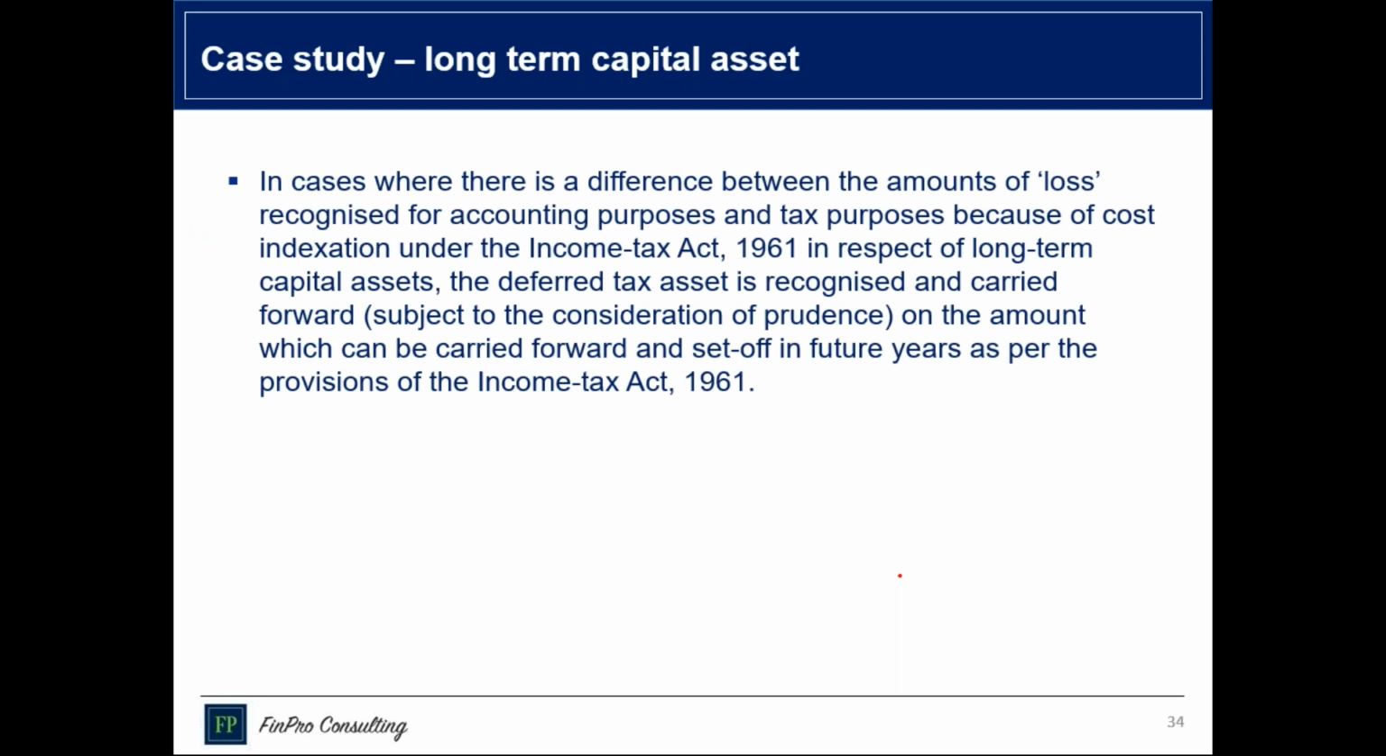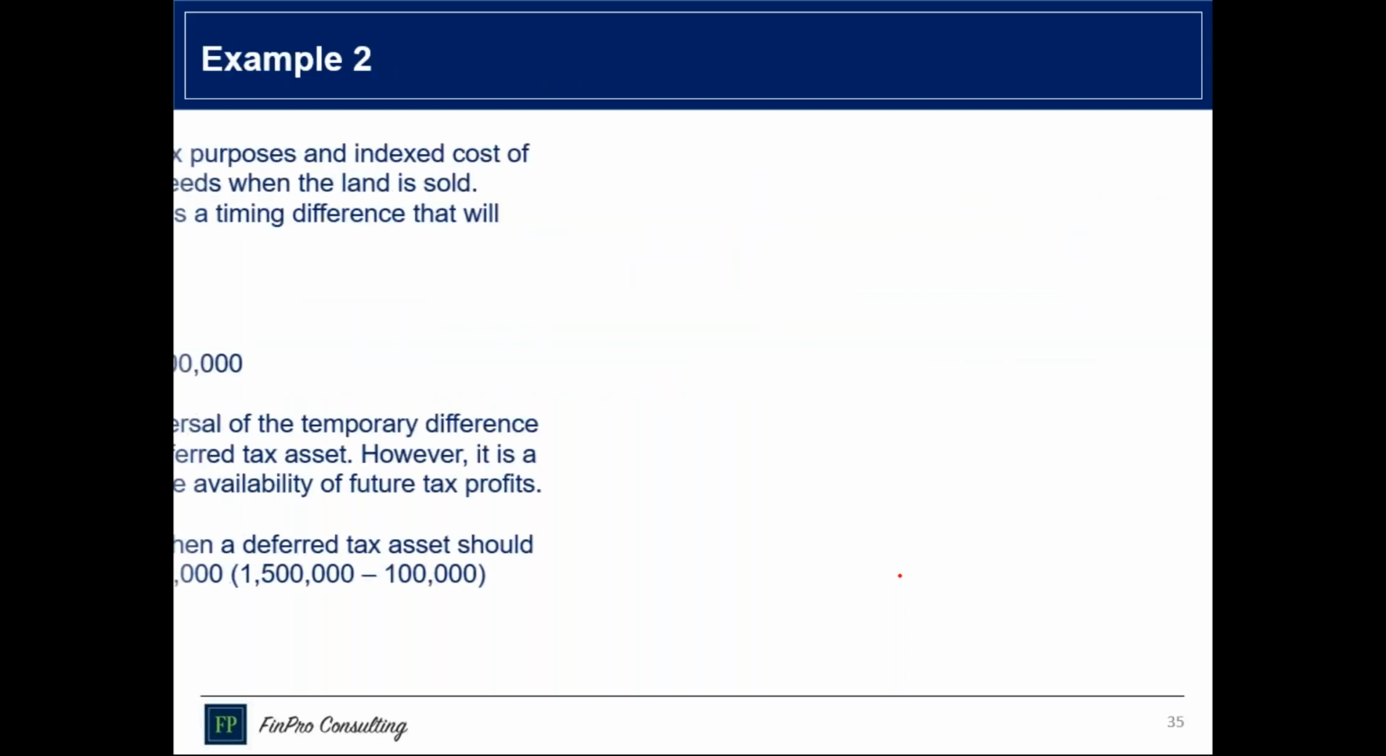So I'll take an example. This is what it says. The para says that in cases where there is a difference between the amounts of loss recognized for accounting purpose and tax purpose because of the cost indexation benefit under the Income Tax Act in respect of long-term capital assets, deferred tax asset is recognized and carried forward, subject to prudence, on the amount which can be carried forward and set off in future years as per the provisions of income tax. Now, what do I mean by this provision stated under AS 22? Let me give you an example.